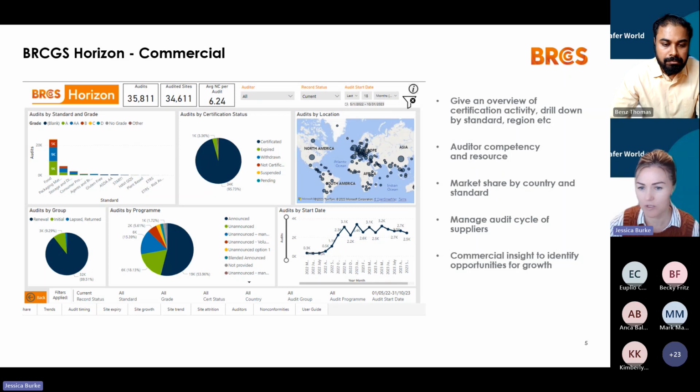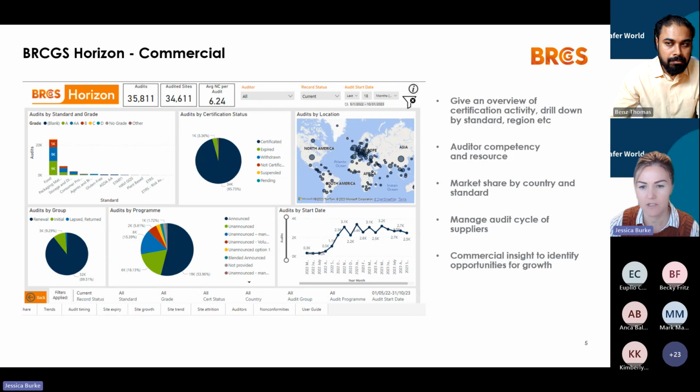And you've seen this slide before, so I'm not going to go into a great deal of detail here, but I just wanted to highlight some of the benefits to you. So to name just a few, it gives you an overview of certification activity. You can drill down by standard, by region, and whatnot. It gives you auditor competency and resource, an outlook on that. It provides market share by country and standard, helps you to manage the audit cycle of suppliers, and provides commercial insight to identify opportunities for growth.